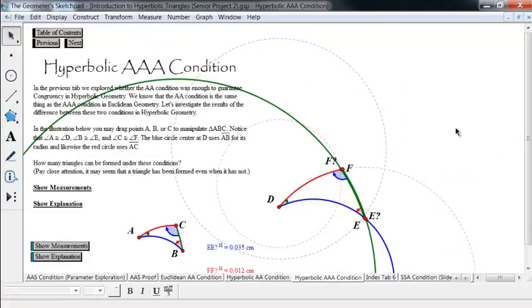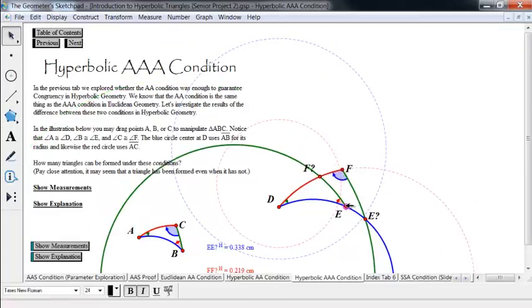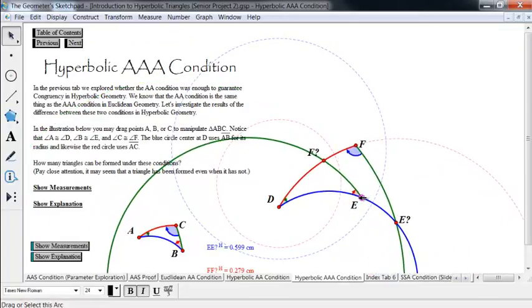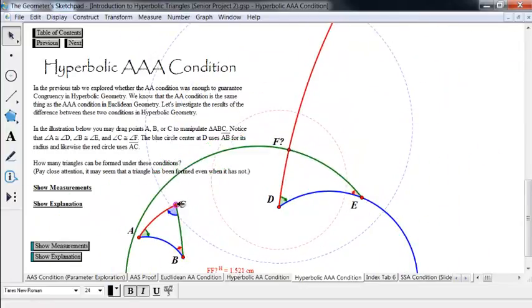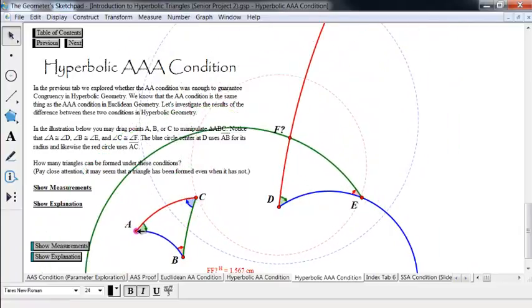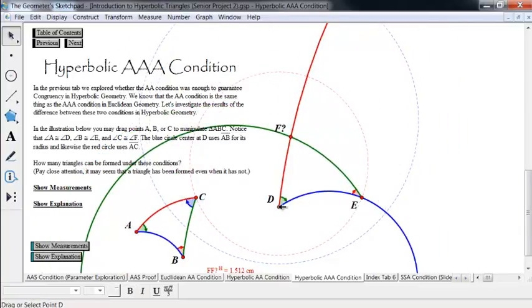Now, what if you have all three angles the same? Let's investigate that. Remember, in the Euclidean condition, two angles matching up, the angle-angle condition, was enough to give us the angle-angle-angle condition, right? The third angle has to be congruent automatically. Now, let's see what we have here. Here we have a triangle down here. This can be any triangle we want. And let's look at what happens over on this triangle here.